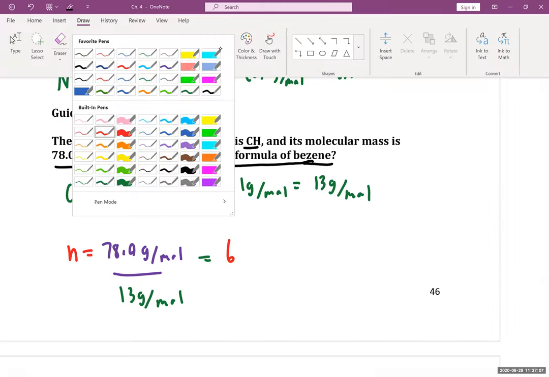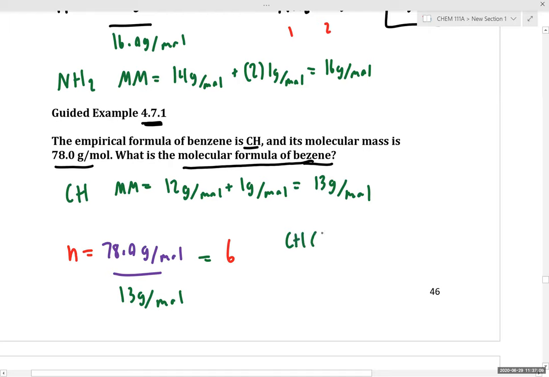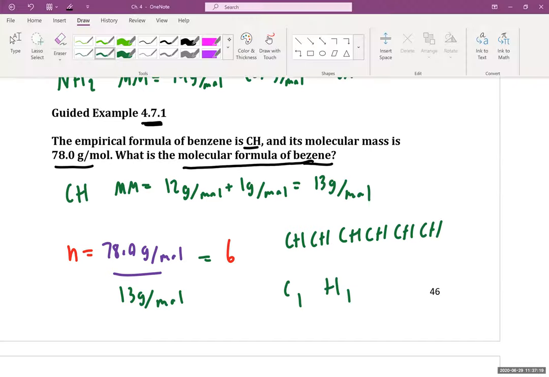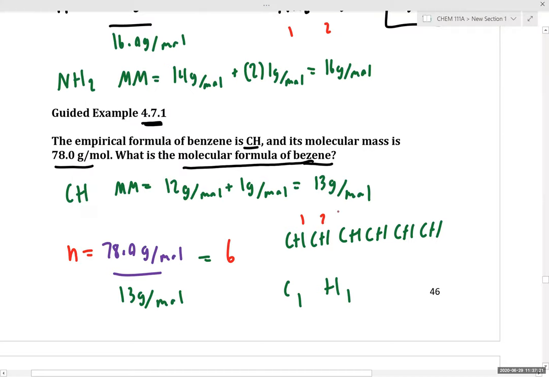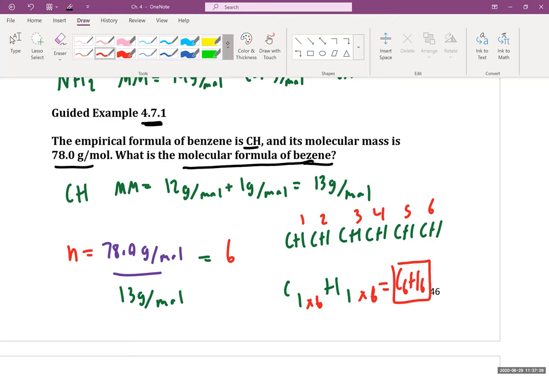So then, one way you could think about it is you can write out 6 CH units, or you can think of it as C1H1 and multiply each of your subscripts by N. Either way, at the end of this calculation, you will get C6H6 for our molecular formula. Does this example make sense so far?